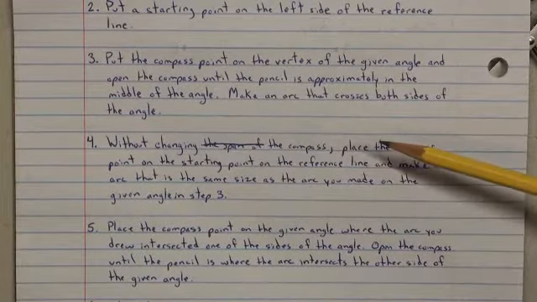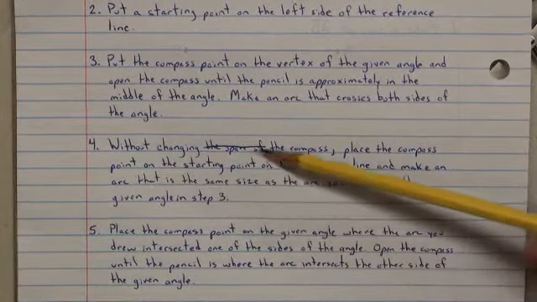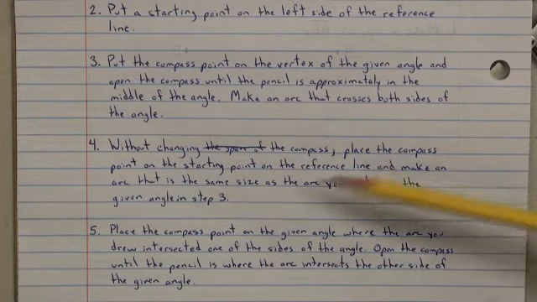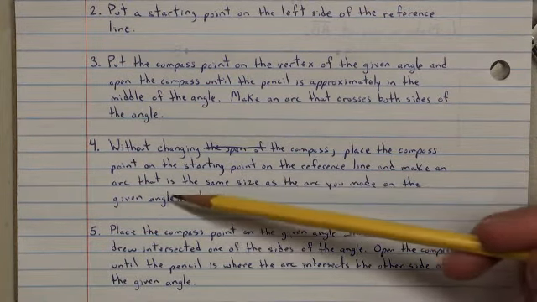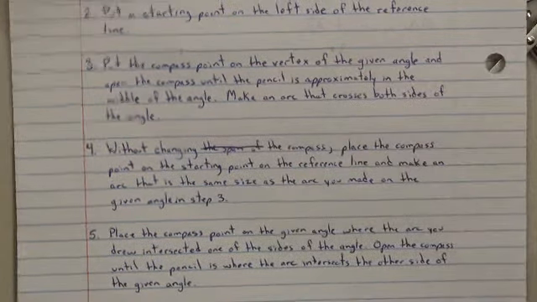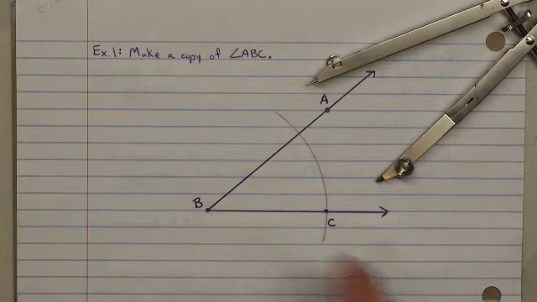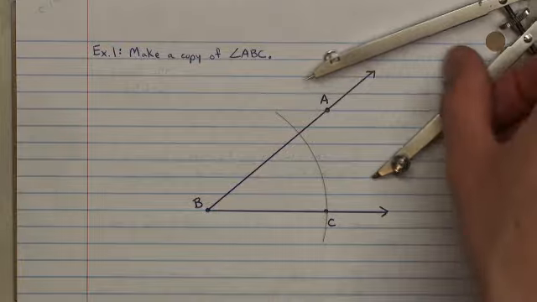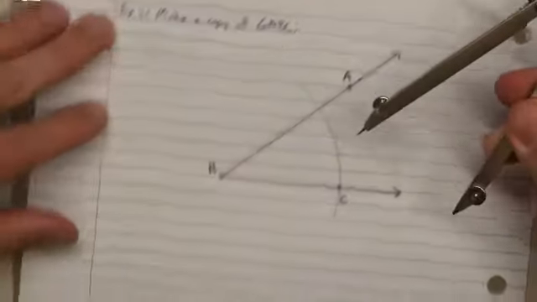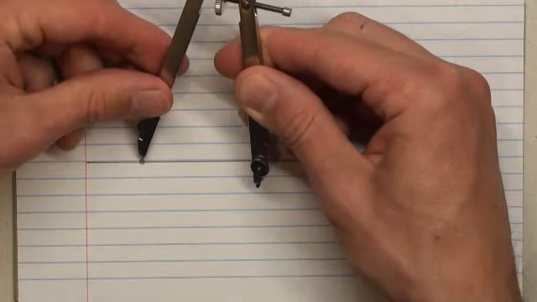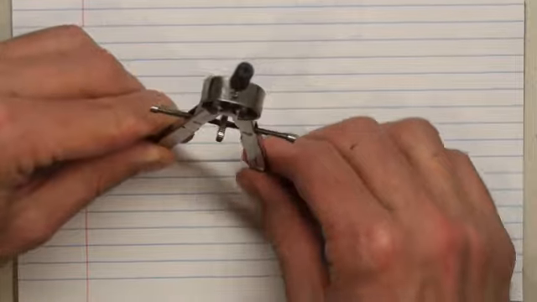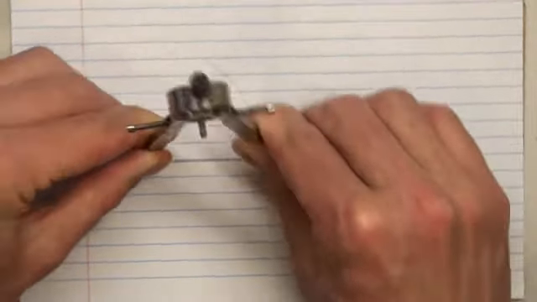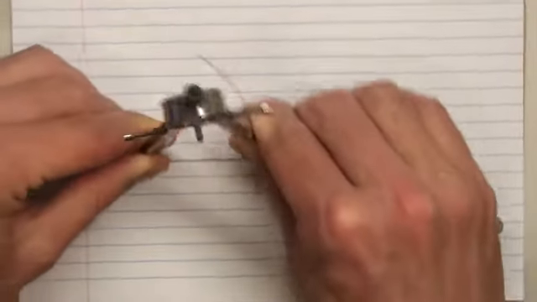Without changing the compass, place the compass point on the starting point on the reference line and make an arc that is the same size as the arc you made on the given angle in step 3, in the last step. So I want to try and make this same arc, okay, as best I can, the same size on the reference line, starting from this starting point. So I put my point there, and I was a little bit below, and I went about that big. Doesn't matter to be exact, okay, just about.